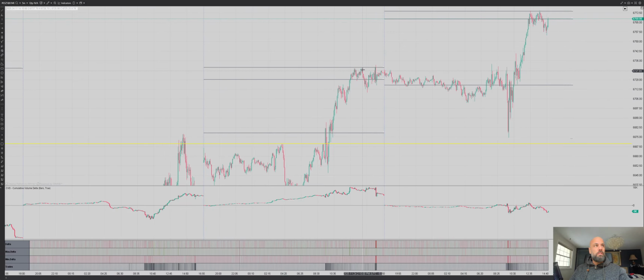So this was the action yesterday. You have this vertical line. Everything to the left is yesterday, the prior day, and you can see that yesterday was just sort of a ripper. It went straight up, and the top line is the value area high. The bottom line is the value area low. 70% of volume was transacted in between these two levels.